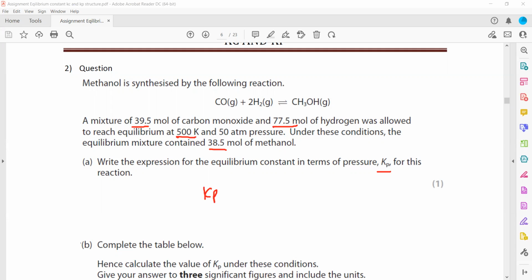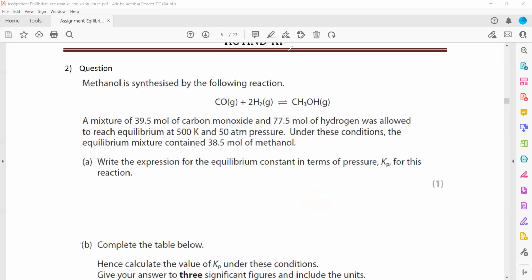So that is a product divided by reactant. So pressure of the product. So what is the product here? We have methanol as a product. So that is CH3OH divided by the pressure of the reactant. We have carbon monoxide and we have hydrogen. Because it is 2H2 here, this will be power 2 or squared. So this is the expression for Kp.